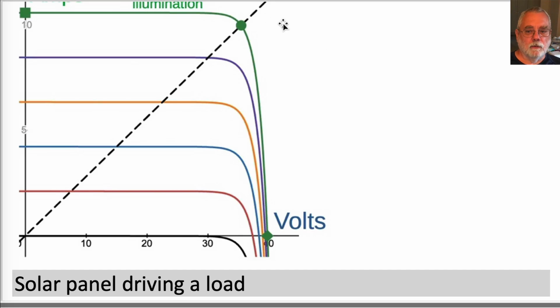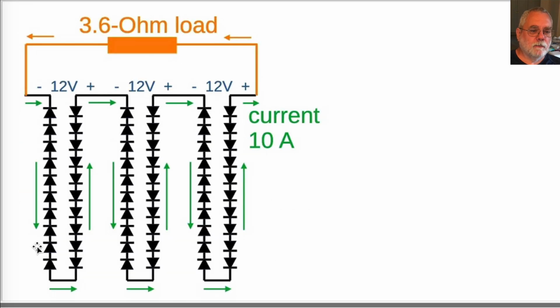With the fixed load, each of the 3 strings of 20 solar cells is producing 12 volts at full illumination and 10 amps, 120 watts per string. All strings are producing 10 amps. This string is producing 12 volts. This string is producing 12 volts. This string is producing 12 volts. The total is 36 volts, which gives 10 amps in a 3.6 ohm load.